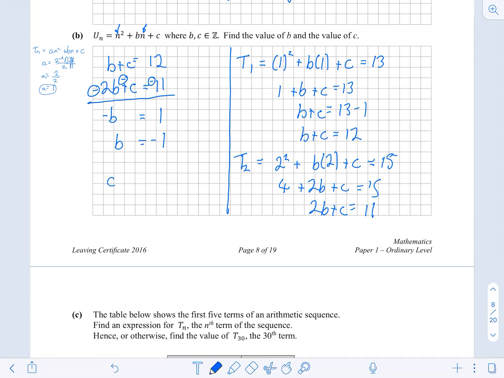And then c, well, to get c, I'm going to use the top equation. So I'm going to go minus 1.